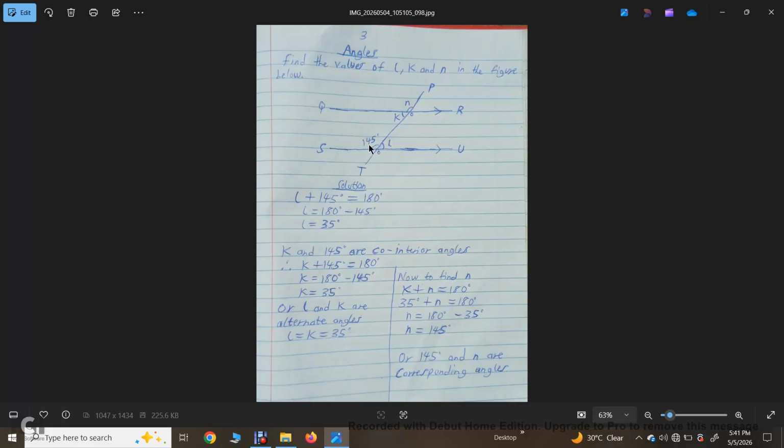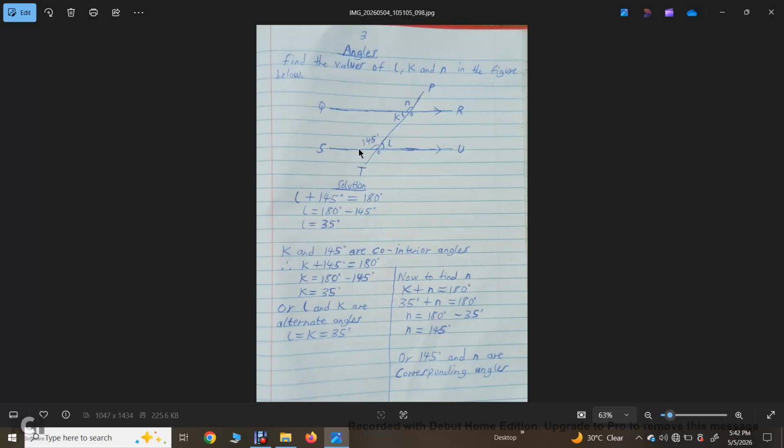Since they are on a straight line, this angle plus this angle is equal to 180 degrees. Any straight line, top is 180 degrees, down is 180 degrees. When you sum the top angle and the down angle, it becomes 360 degrees. So here, on top of this line, the total angle is 180 degrees.